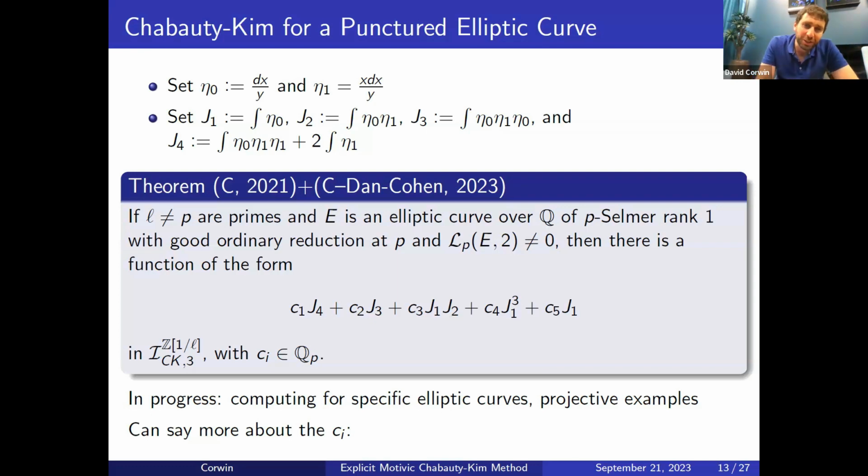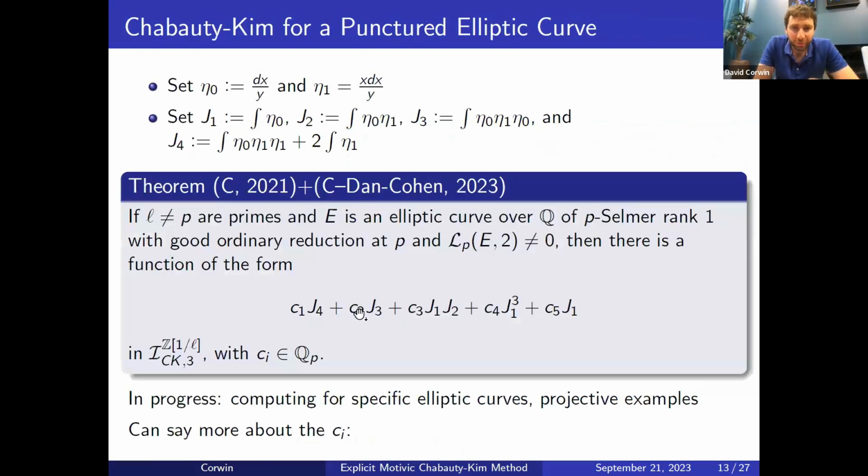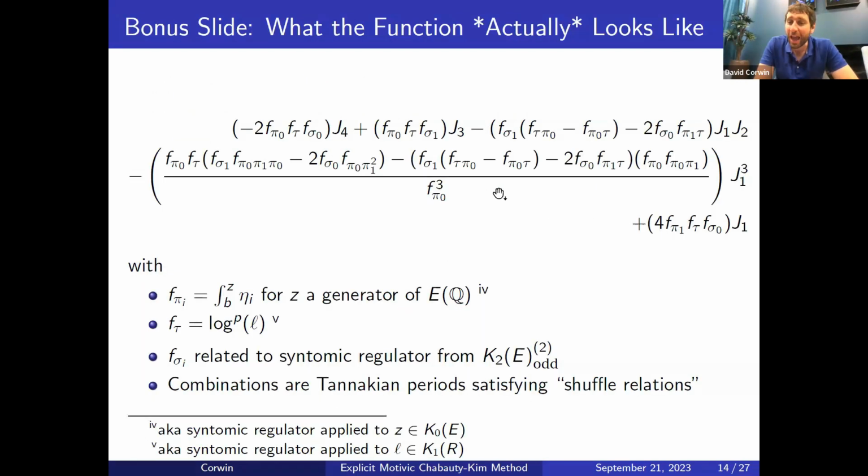But for now, I'll just give you what I call a bonus slide, that there is a more explicit expression for that function from before. So remember, before you have J4, J3, J1, J2, J1 cubed, and J1 with some undetermined p-adic coefficients. Here, it turns out that I have a certain way of expressing them, which you're not going to understand what these Fs mean. I'll say a little bit about that much later.